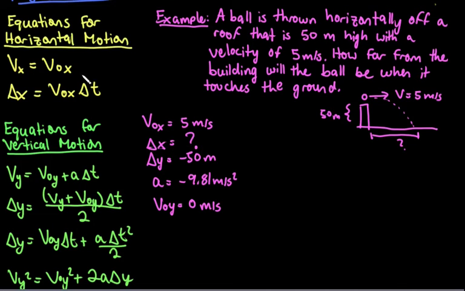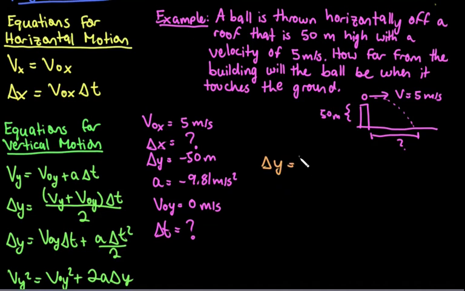But in order to find delta x, if we look at this formula, we need to find what our delta t is. Let's figure out our time first. If I take a look at my formulas here, which one would I want to use? Well, I don't know what my final velocity is in the y direction, so I can't use this one, and I can't use this one. This means that I would want to use this one right here.